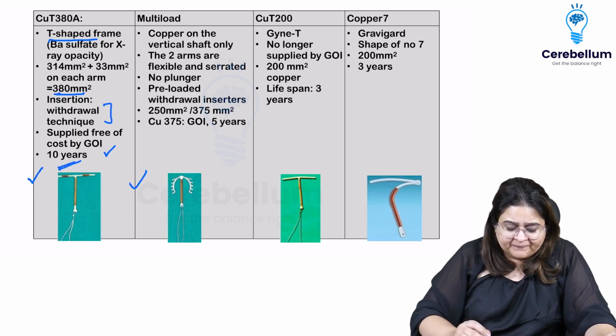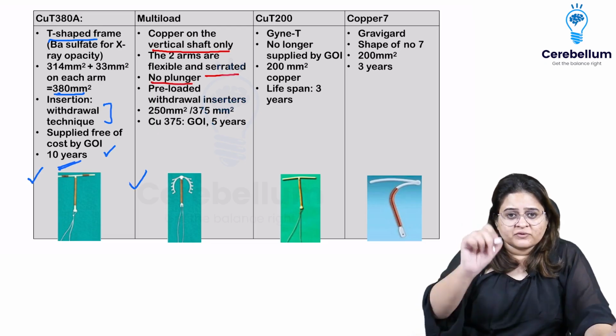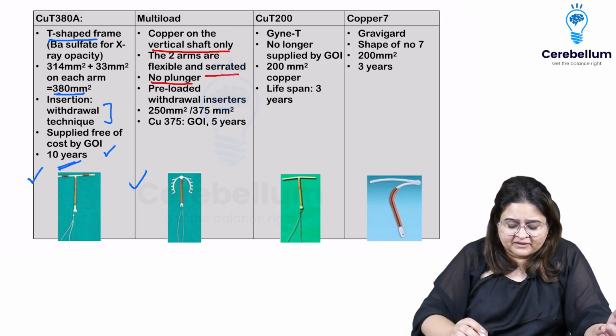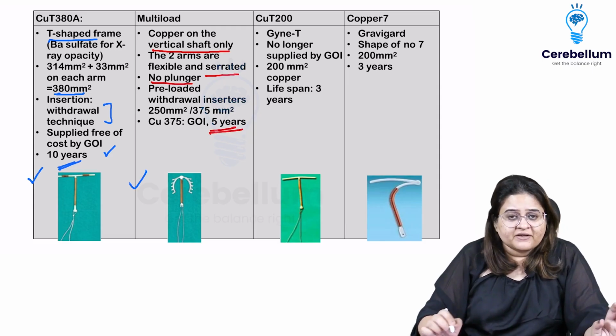Multi-load has copper on the vertical shaft only. Okay, it has serrated arms. It doesn't have a plunger, so you just have to insert it. There is no withdrawal technique or anything like that, and it lasts 5 years.